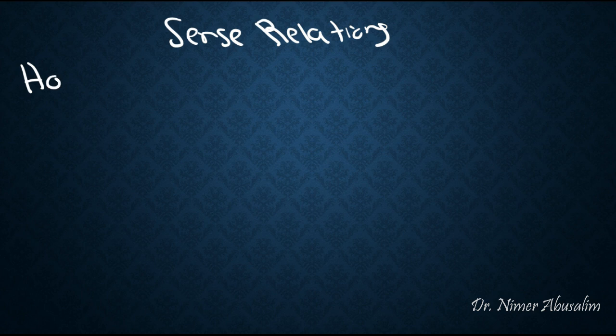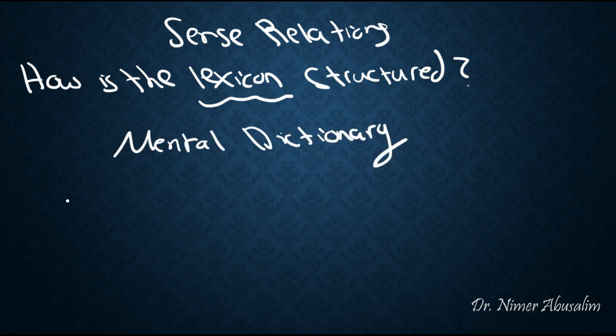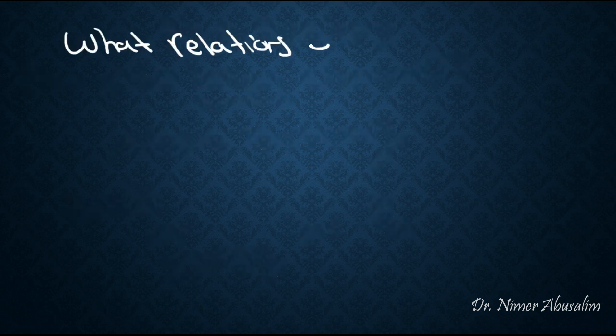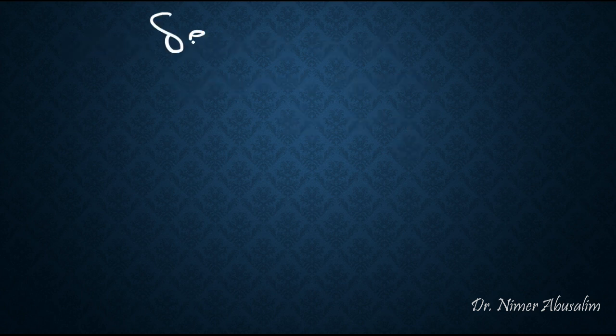So basically we're asking, how is the lexicon structured? Now the lexicon is our mental dictionary. Are they stored in forms of words or senses, or both? What relations exist between them, if any? This is the topic that we call sense relations.